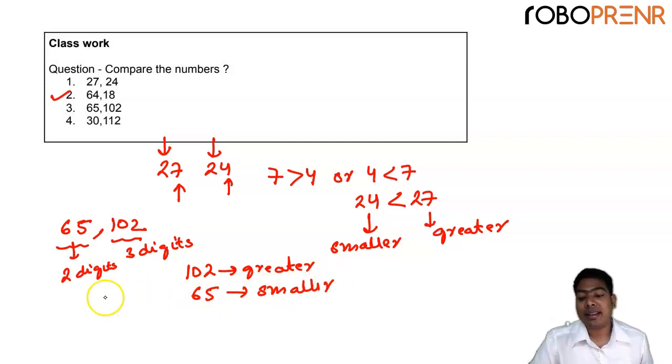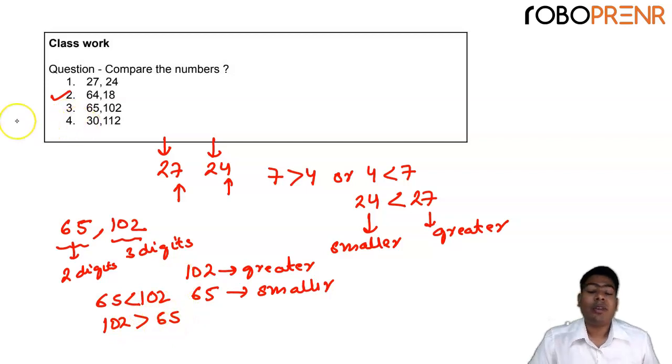Or we can just use a symbol, greater than or less than. So 65 is less than 102, or we can also say 102 is greater than 65. The rest of the examples are homework problems for you. We will discuss these examples in the next class.